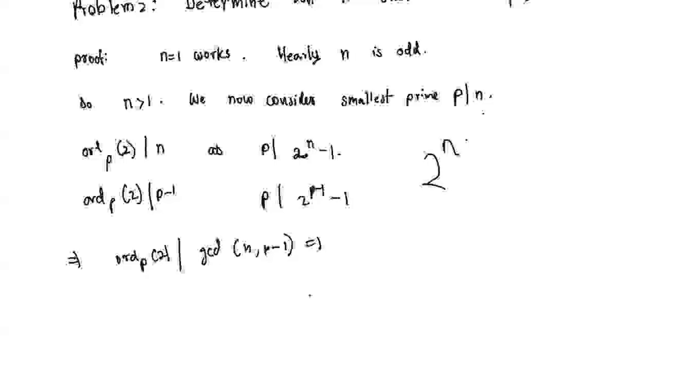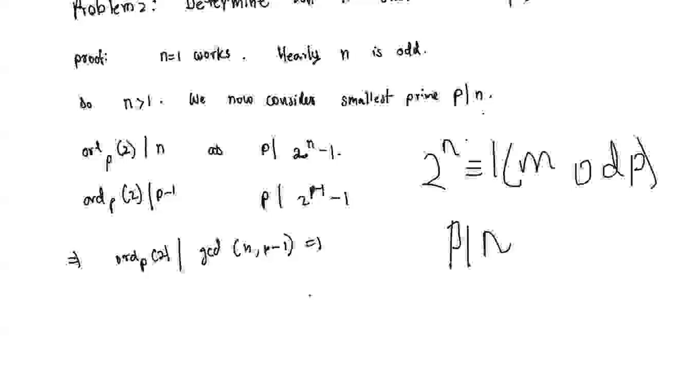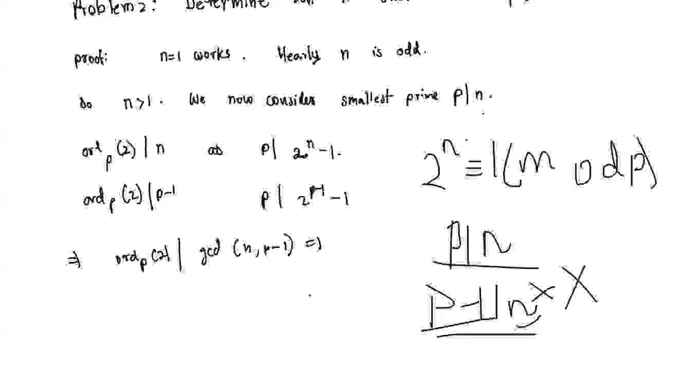Yes, I can. So we know this is 1 mod p. Also, we know that p divides n. Then, as this works, we also know that p minus 1 divides n. But n was odd and p minus 1 is even, so no prime divides, therefore n is 1. Can we just do this? We can just avoid the orders.